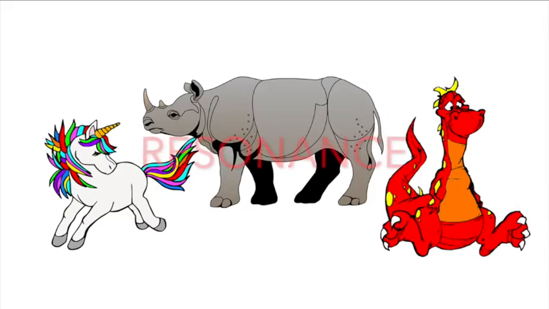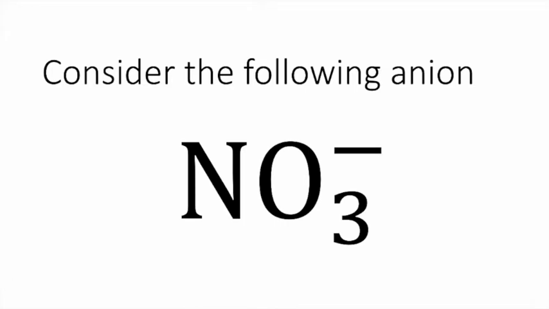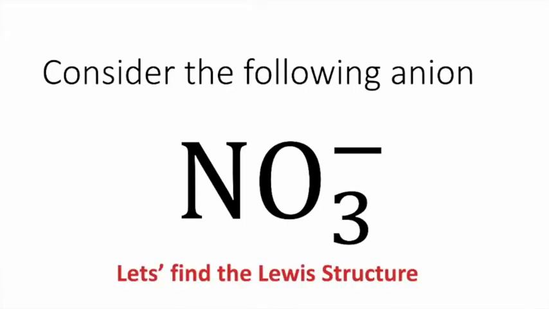Today we're going to talk about resonance and resonance structures. We're going to start by considering the following anion. This is the nitrate anion, and we're going to find the Lewis structure for this.